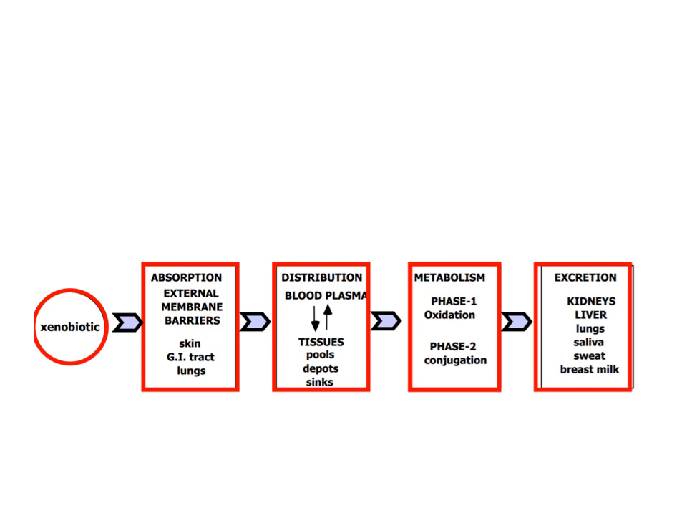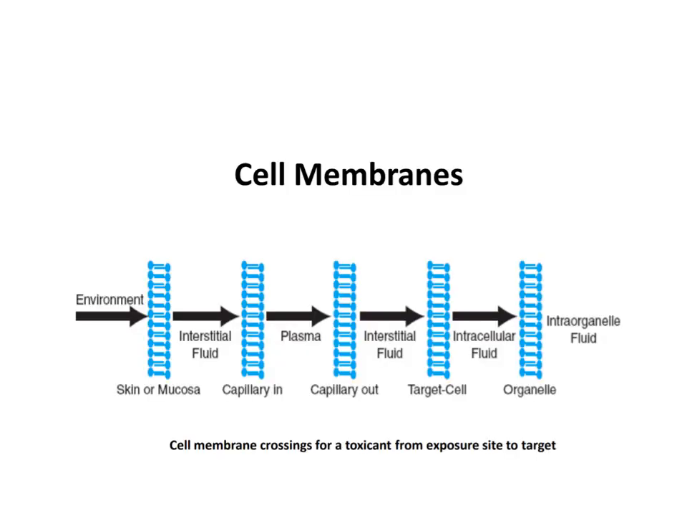There are two phases of metabolism, phase 1 and phase 2. Phase 1 includes oxidation, reduction, and hydrolysis. In conjugation you have glucuronidation, glutathione conjugation, etc. And then it is excreted by the kidney and liver, and also through the lung, saliva, and sweat. The various cell membranes, as we discussed, it has to pass through from the environment.